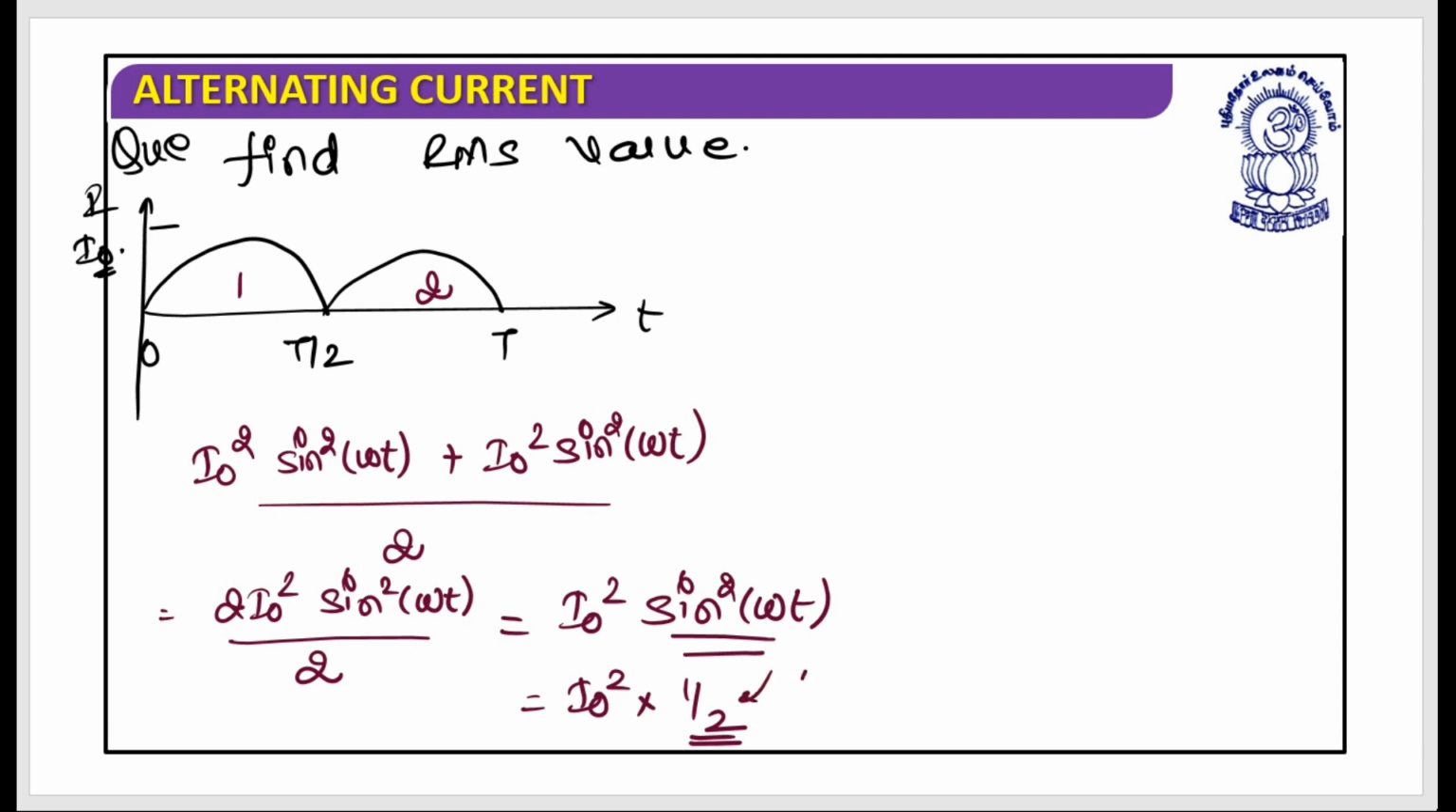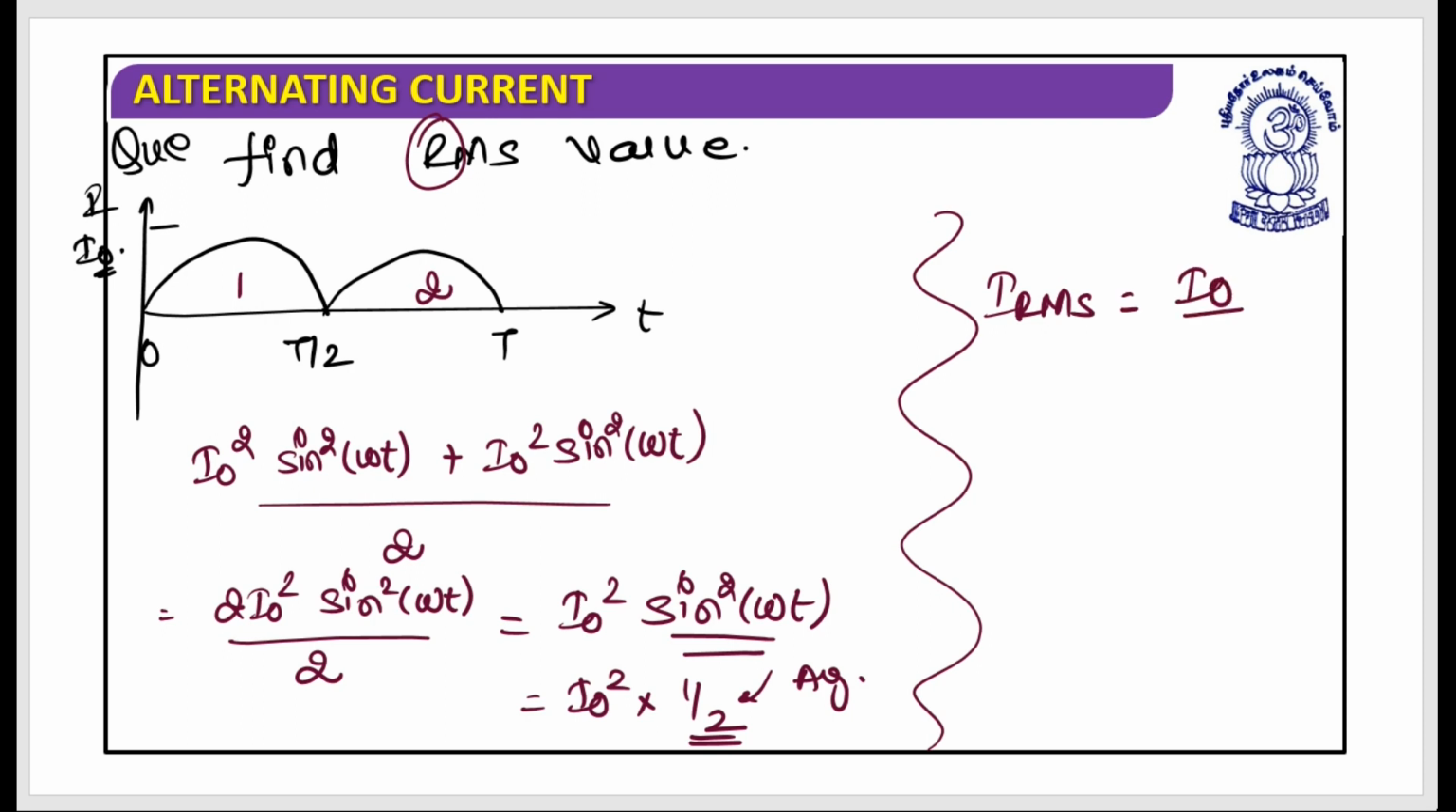It's a 1 by 2. This is the average of this. Now I have done everything except the root. So IRMS can be written as I naught by root 2. That's it. So this is basically the output waveform of a full wave rectifier that we are going to discuss in semiconductor physics. This is the output of the full wave rectifier and this is its RMS value, I naught by root 2.